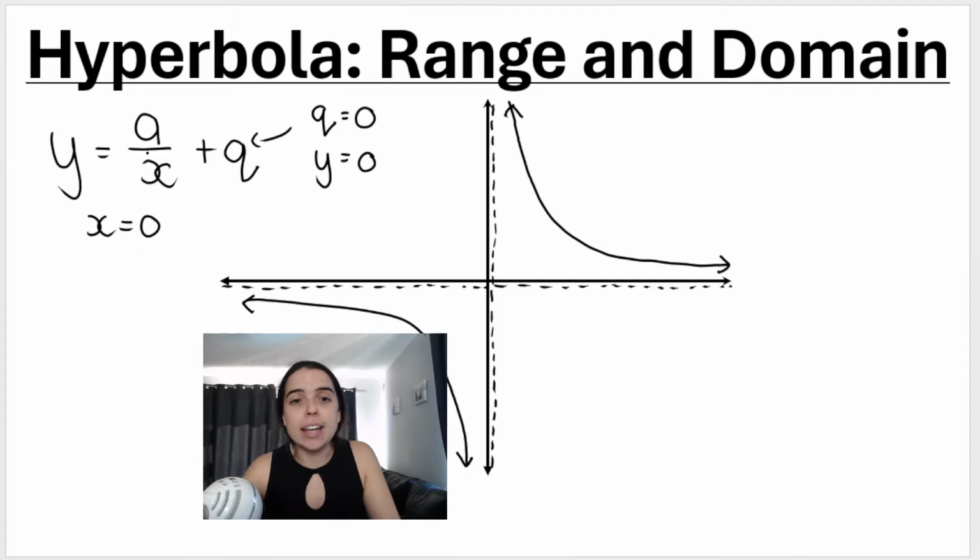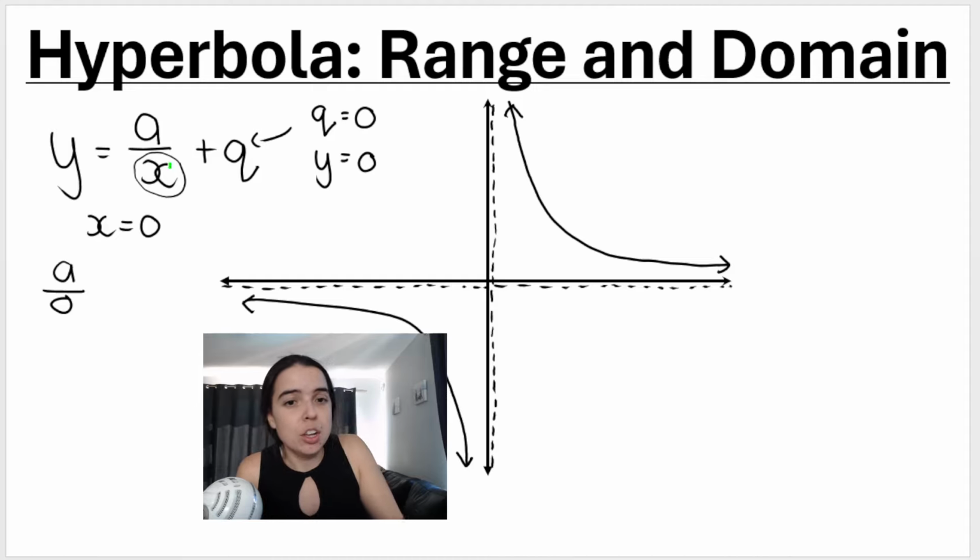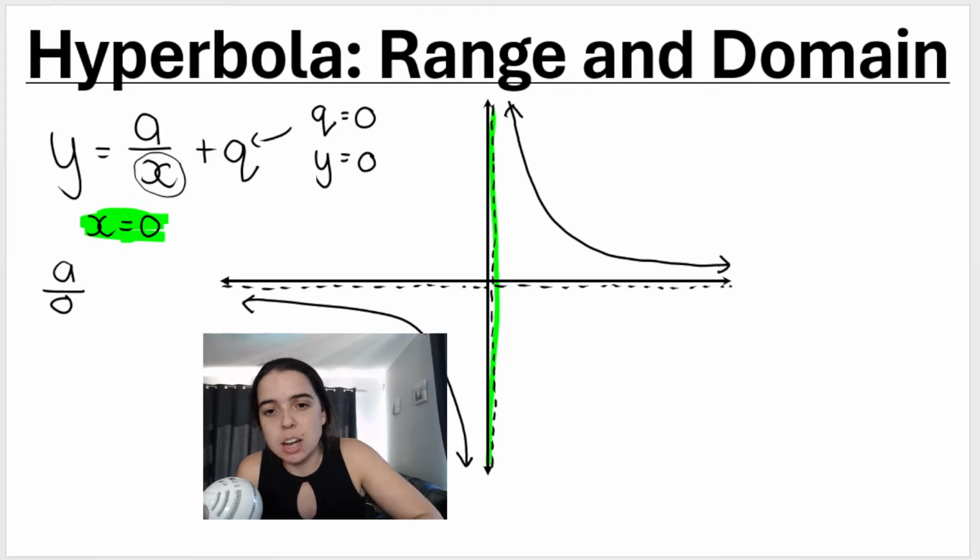The reason why is because if I have to put 0 in the place of x over here, the function becomes undefined. You can't divide by 0. A divided by 0 is undefined. Can't be. The graph does not exist there. So basically where x is 0, that is my one asymptote that goes down like that.